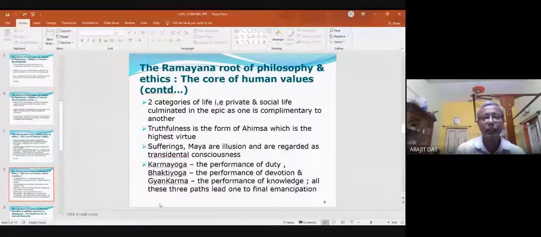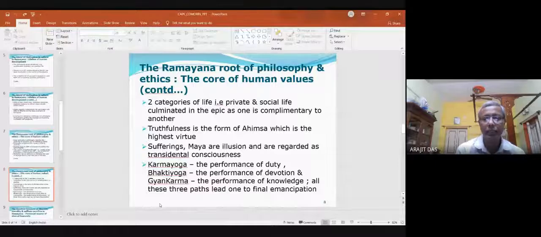There are two categories of life. One is called private and the other social life, which culminated in the epic as one is complementary to another. Truthfulness is the form of ahimsa, which is of the highest value or highest virtue. Sufferings, maya, are illusion and are regarded as transcendental consciousness.